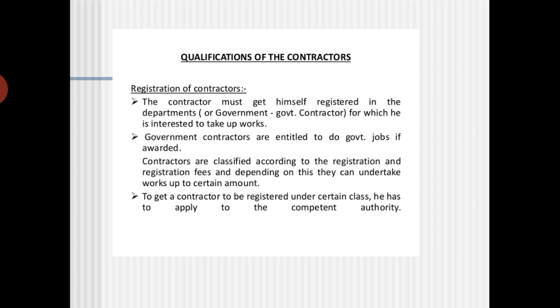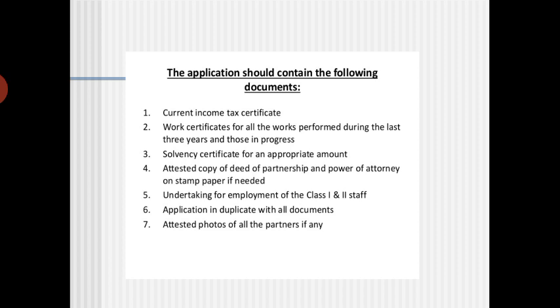Contractors are classified according to the registration and the registration fee, and depending on this, they can undertake works up to a certain amount. Once they have been given the permissions, they are allowed to do this contracting process. To get registered under a certain class, the contractor has to apply to the competent authority. The application should consist of the following documents.